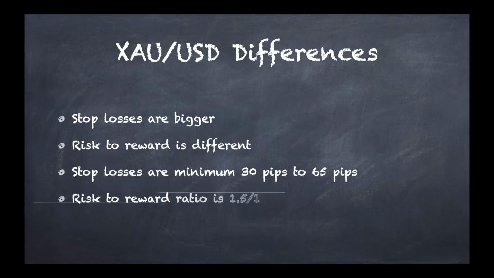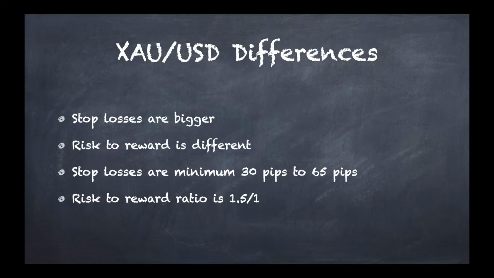And then your risk to reward ratio is going to be 1.5 to 1. So with regular forex pairs, we do the 2 to 1 risk to reward ratio. This one is going to be 1.5 to 1 because our risk is way bigger.